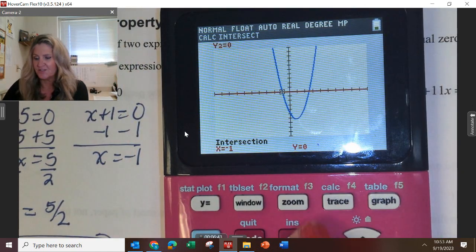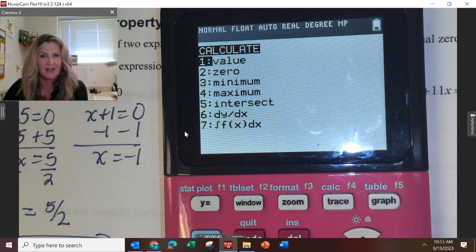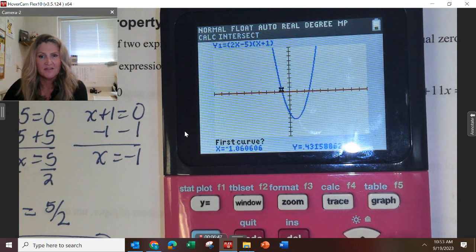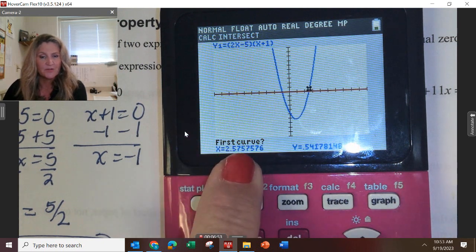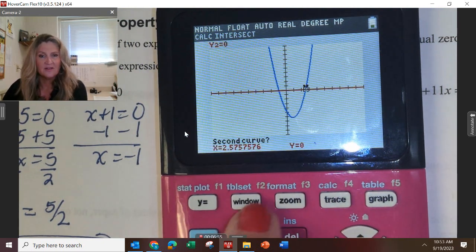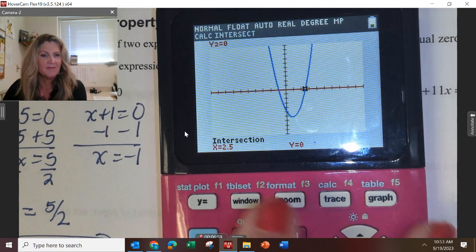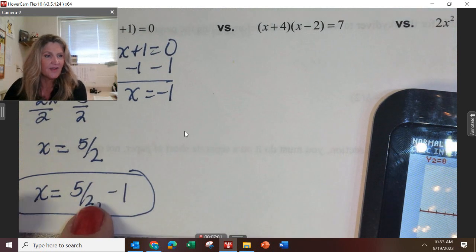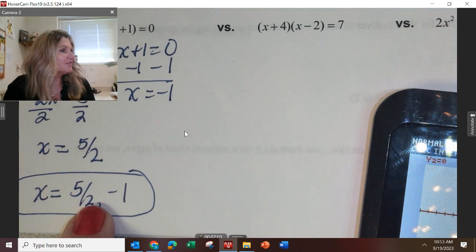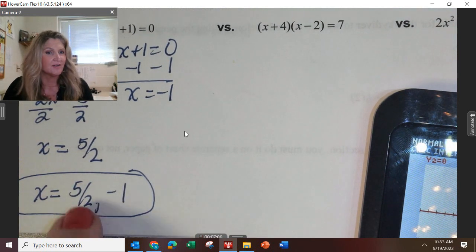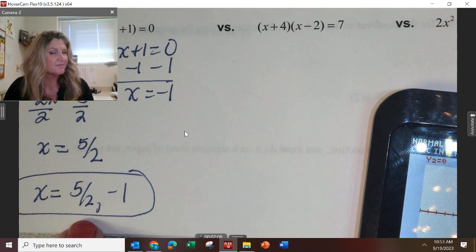For our other answer, I do second, trace, calculate, intersect. We get close over there to the other solution. Is blue the first one? Enter. Is red the second one? Enter. Enter one more time, and 2.5, which is 5/2. So that's a way we can use our calculator to check our answers.